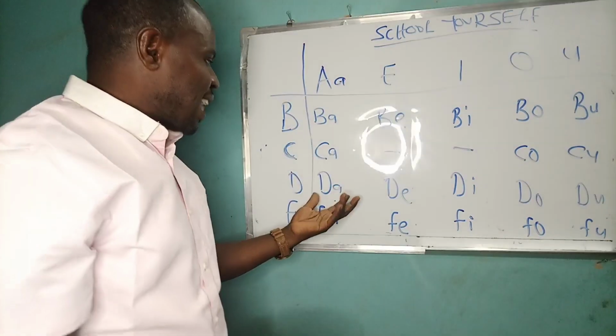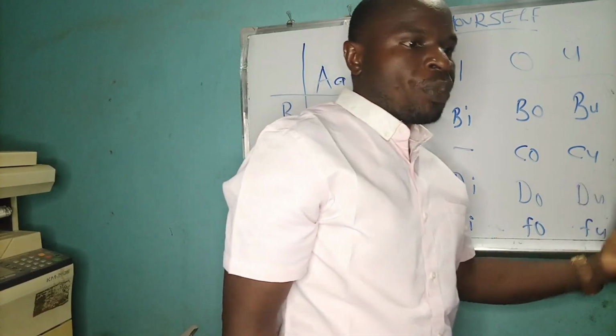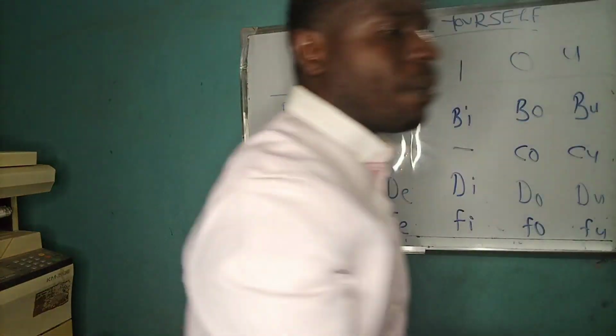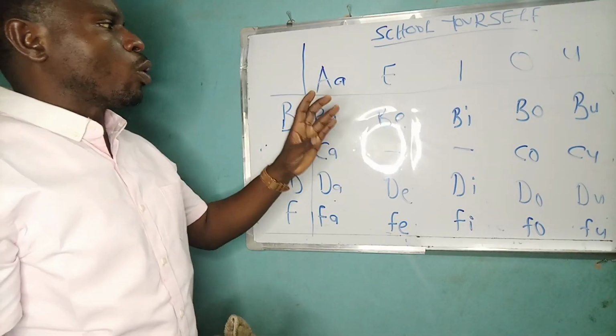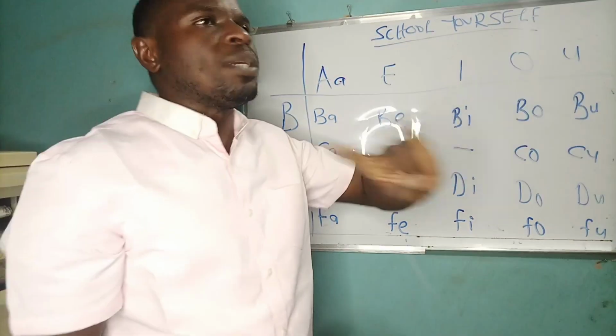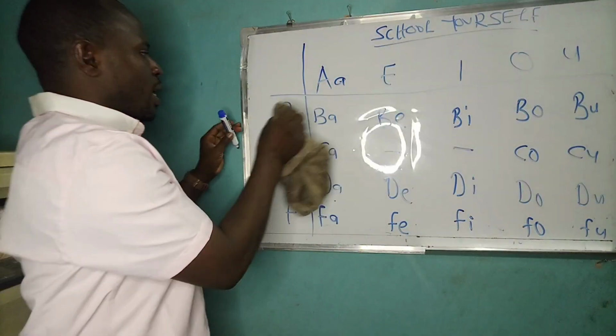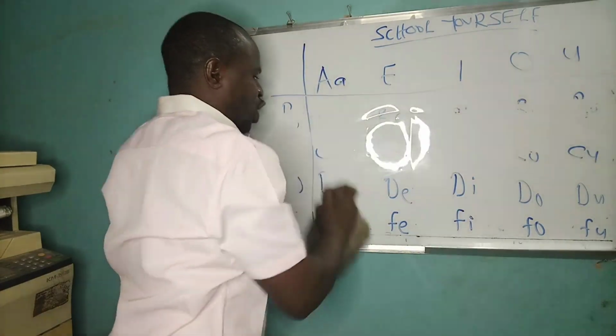So we have DA is "da," DE is "de," DI is "di," DO is "do," DU is "do." And if you want to practice it, it's better you spell and practice. Don't just say "be," no. Spell and practice. It'll be easier for you to spell words. So let's go further. The next one is G now.